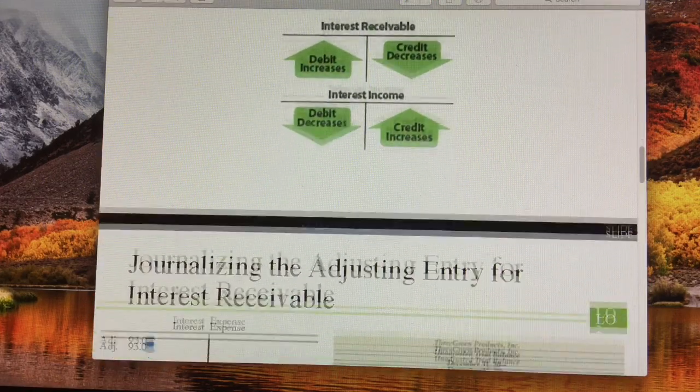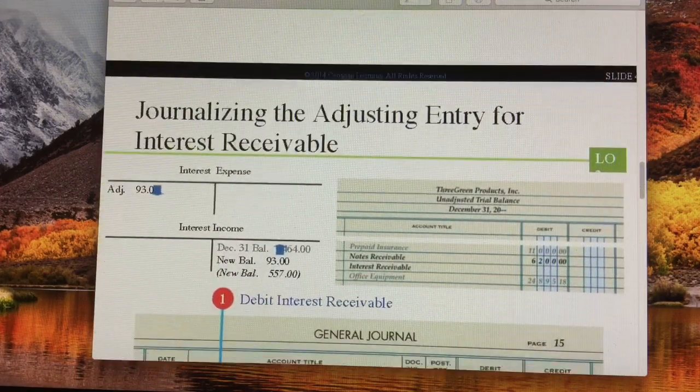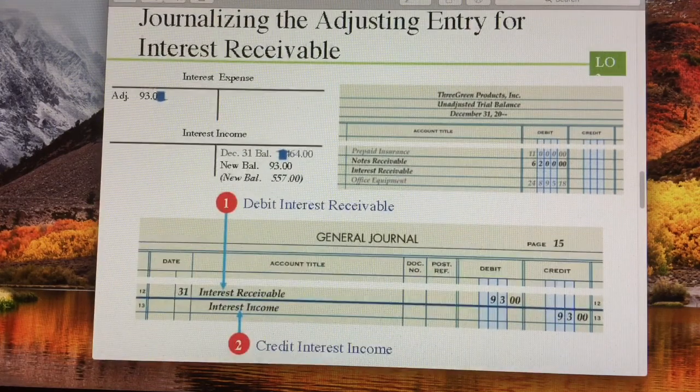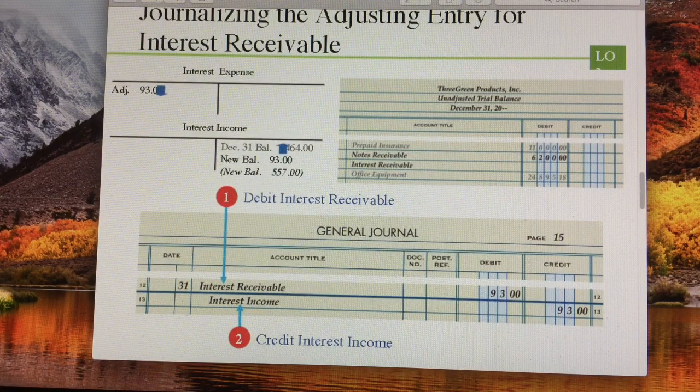Again, we're going to look at the journal entry. So we have our interest that comes in, and we're making an adjusting entry because we're going to increase our income from interest. So interest receivable gets debited the amount, and interest income gets credited the amount.